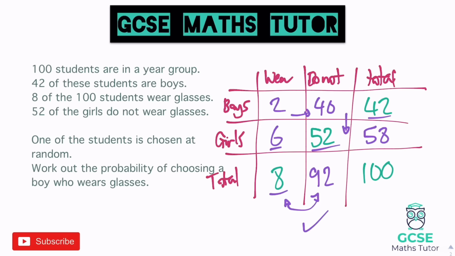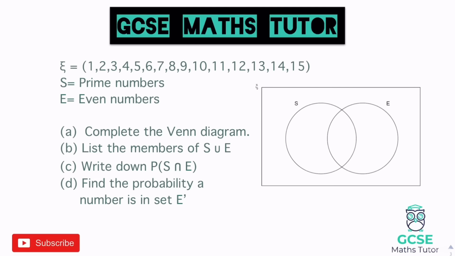Now it says, work out the probability of choosing a boy who wears glasses, and one of the students is picked at random. Well, 2 of the boys wear glasses, so that would be 2 students out of the 100 students that we've got here. You don't have to simplify that, but just a quick note, it could have said in the wording, rather than saying one of the students, it could have said one of the boys. Now if it had said that, then that would have been out of 42, so it would have been 2 over 42, but it just depends on what the wording says. So it does say one of the students, it doesn't dictate whether it's boys or girls, so it's out of 100.